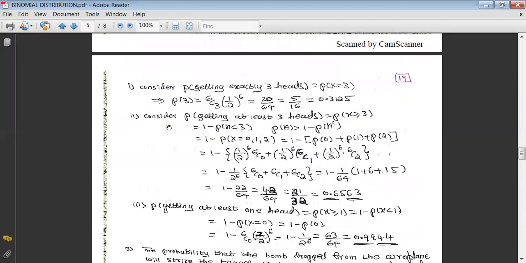Now the second requirement is the probability of getting at least 3 heads. At least 3 heads means 3 or more heads. Here x represents the number of heads obtained. That number must be at least 3, meaning x takes the values greater than or equal to 3, that is 3, 4, 5, 6. If you go directly, we have to consider 4 probabilities and add all of them.